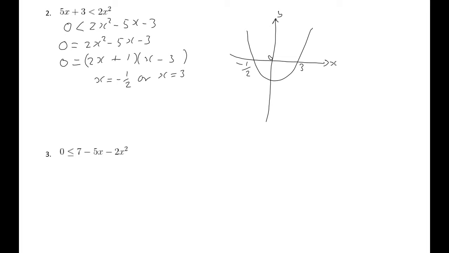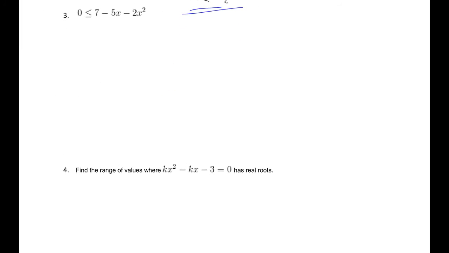Right. This time we want these numbers to be bigger than 0. So rather than being in this region, we want to be in this region here. So we know that x must be bigger than 3 or x must be smaller than minus a half. Okay? And those are our answers again. Okay, moving forwards. Okay, this one, again we're going to set it to equal 0.